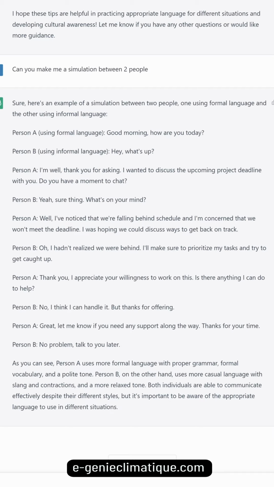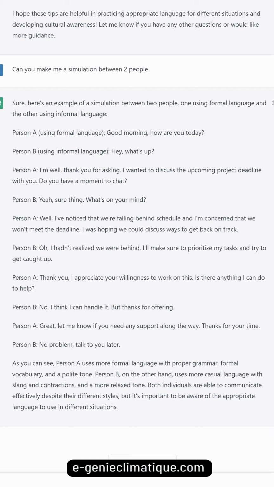Sure, here's an example of a simulation between two people, one using formal language and the other using informal language. Person A, using formal language: Good morning, how are you today? Person B, using informal language: Hey, what's up? Person A: I'm well, thank you for asking. I wanted to discuss the upcoming project deadline with you. Do you have a moment to chat? Person B: Yeah, sure thing.